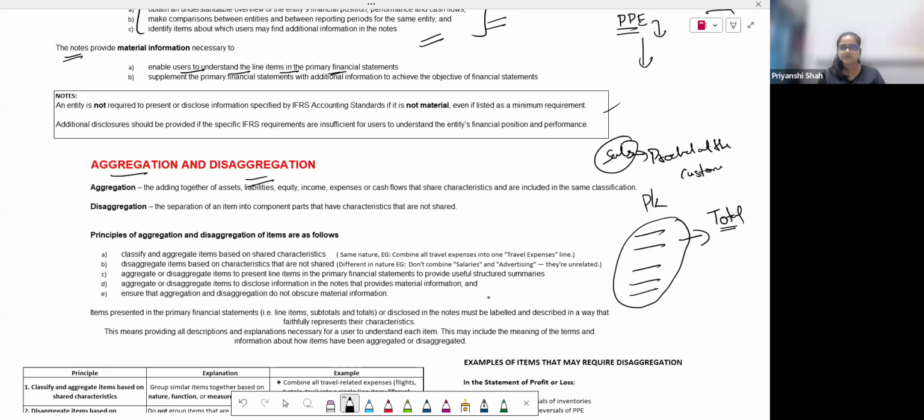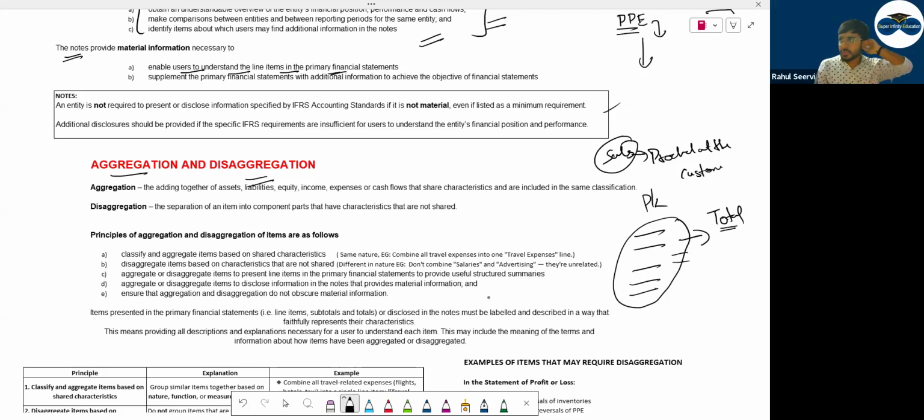Aggregation means, if I say I have 5 bank accounts, and in each bank account there is $10,000, will you record in the balance sheet bank 1, bank 2, bank 3, bank 4, bank 5? No. You will accumulate the total amount in the bank and write it down.